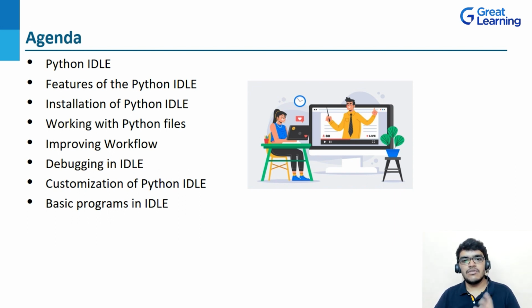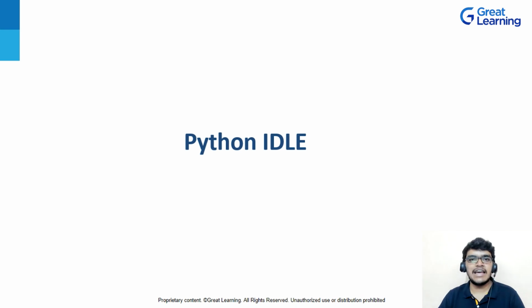So basically, workflow can be improved through smart indentation, code completion, along with the call tips. Moving forward, we'll see the debugging in IDLE and then customization of Python IDLE. So customization can be done on fonts, keys, and highlights. After that, at last, we'll see some basic programs in Python IDLE. So now let's start with Python IDLE.